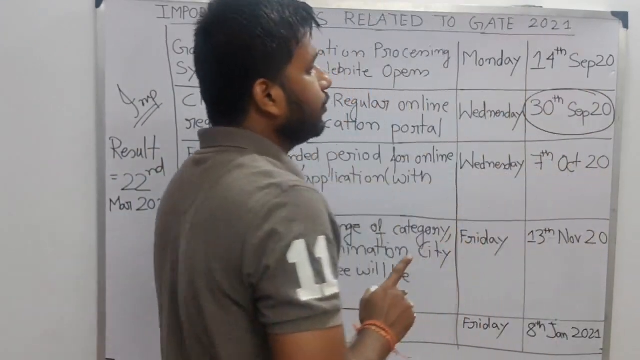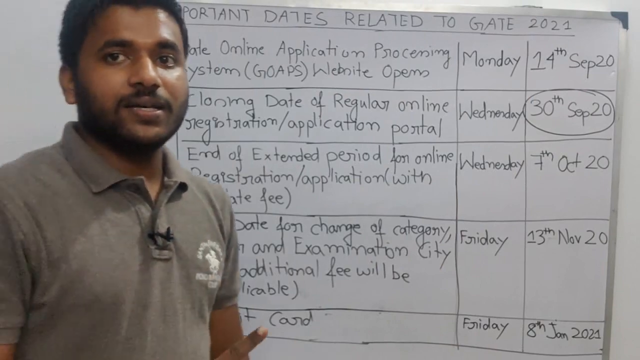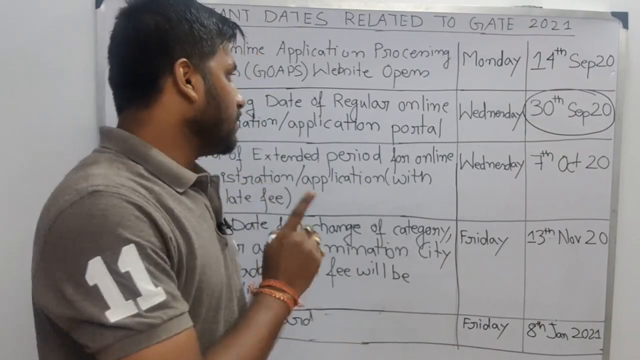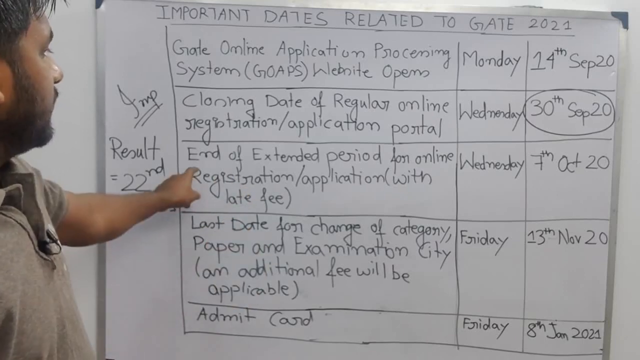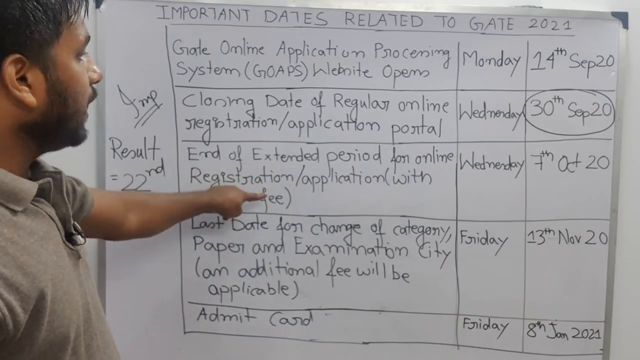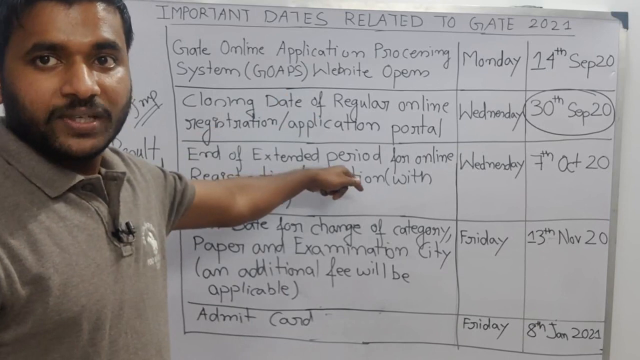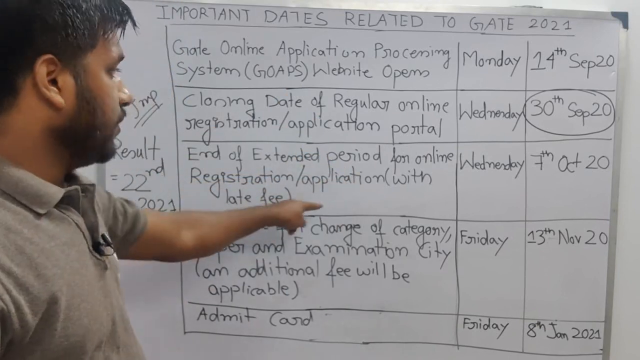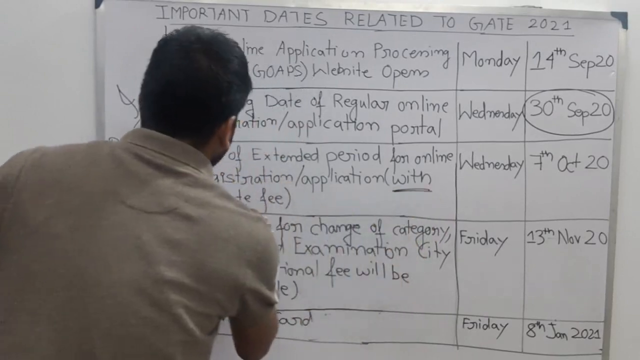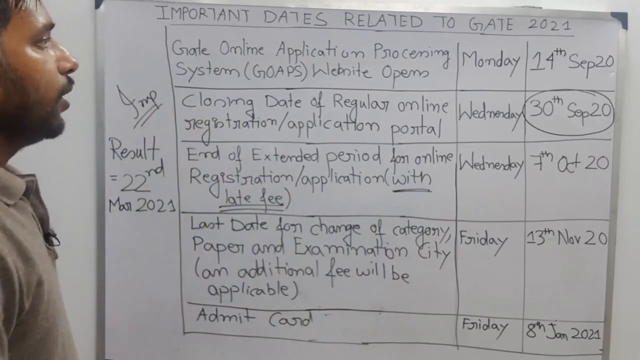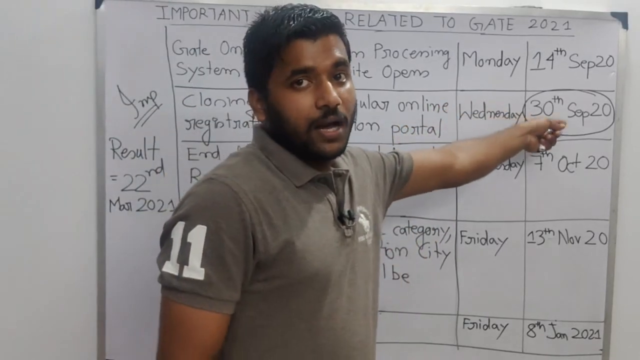You have to fill your application before that. Last year also many of the students were asking me what is the closing date. See, if you go beyond that, this is the end of the extended period for online registration. If you extend, then you have to give an extra fee, a late fee. So you have to give the late fee if you are going to fill your application after 30 September.